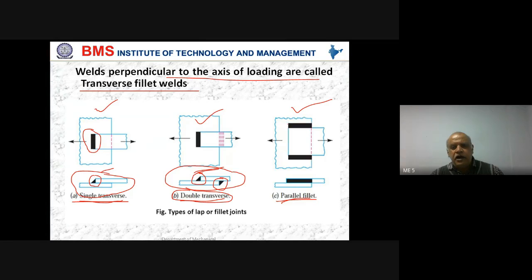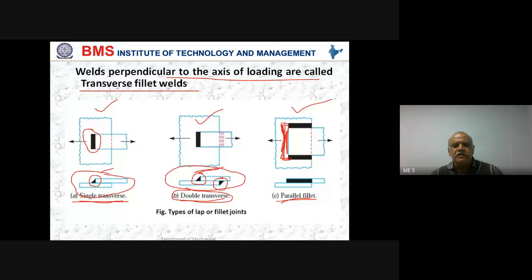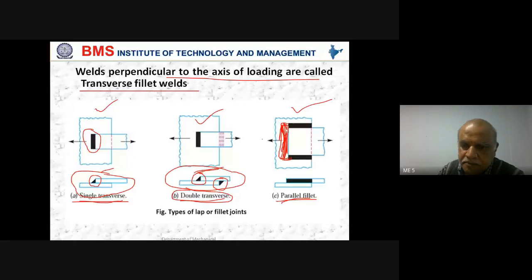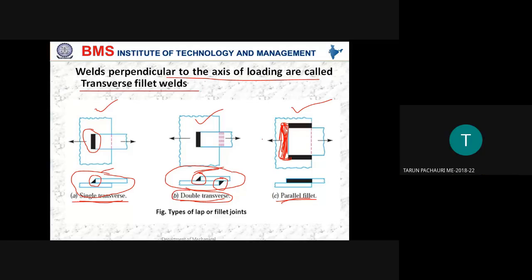When I combine these two, that is, I add one more weld over here, something like this, it is going to be called combined fillet welding. It will contain both parallel fillet weld as well as transverse fillet weld. Then it is called combined joint. Are you with me? Yes, sir.